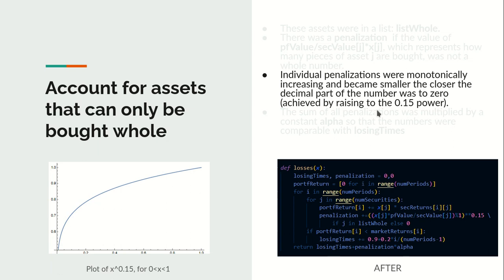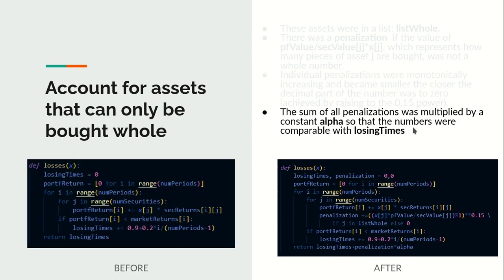I achieved this by raising to the 0.15 power. Finally, the sum of all the penalizations was multiplied by a constant in order to be able to make a comparison between this integer and this other value.